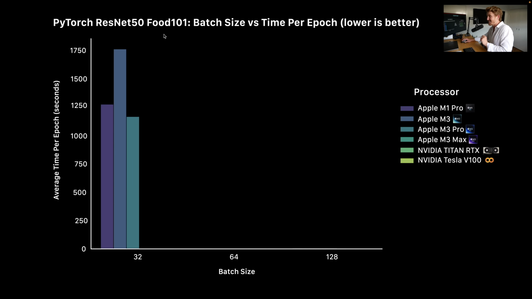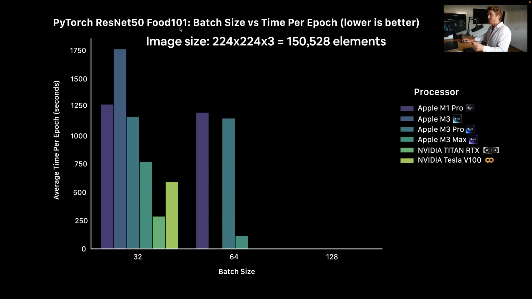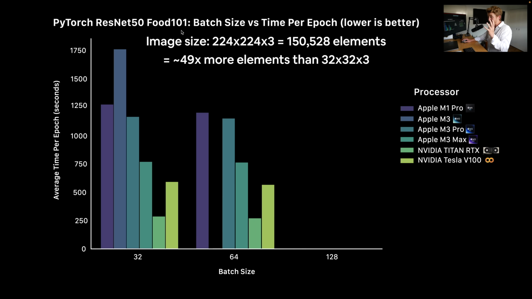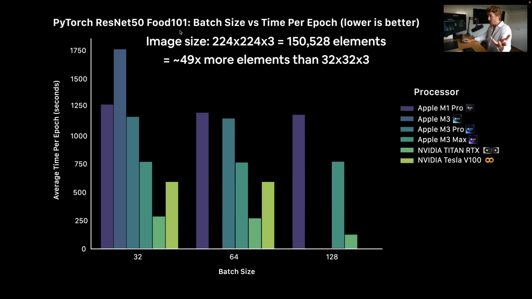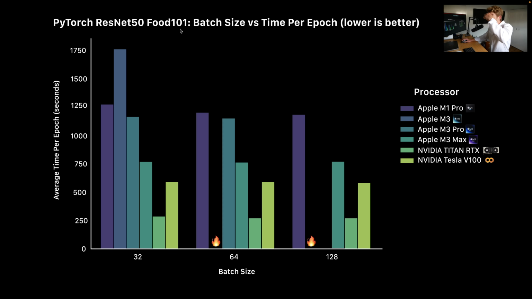Now, this is a larger data set. This is Food101, 100,000 images of size 224 by 224. It's actually the same image size that I use for training the computer vision models that power Nutrify, at the moment, that is. So this is a much more practical example, especially for me. So we want lower is better here.